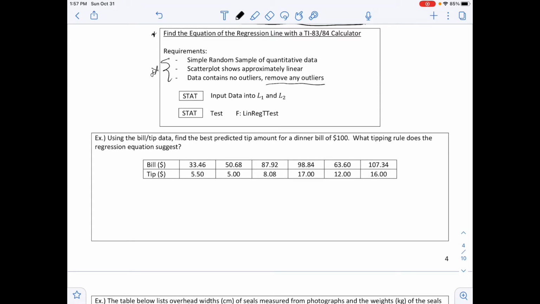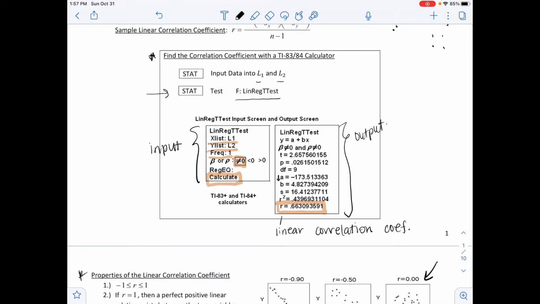The next thing we're going to do is go to Stat, input our data into L1 and L2, check our numbers, and then go to Stat, Test, and then F, which is Lin Reg T Test. If you go back and look at the bottom of page 1, you'll notice that we are given an equation written as y equals a plus bx. Down below you are given a and b. To write your equation, you need to substitute in those values for a and for b.